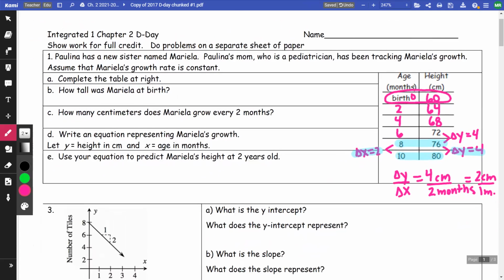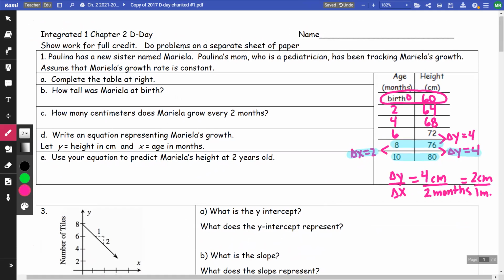So here on the first one, it says complete the table. We complete the table. How tall was Mariella at birth? She was 60 centimeters tall. How many centimeters does she grow every 2 months? So 4 centimeters every 2 months. I just want to emphasize that, 2 months.